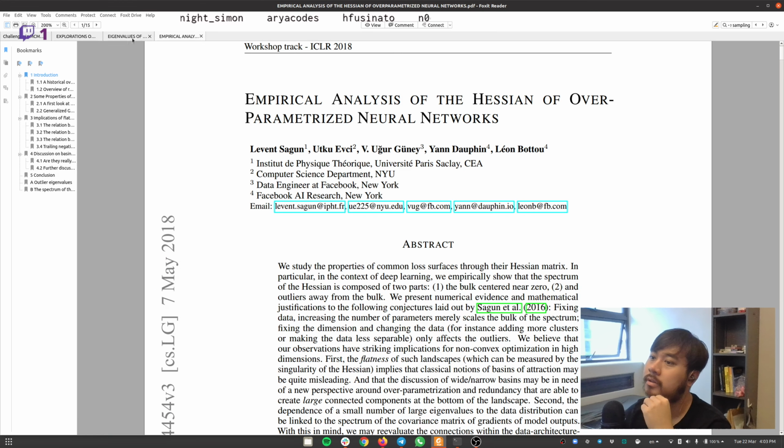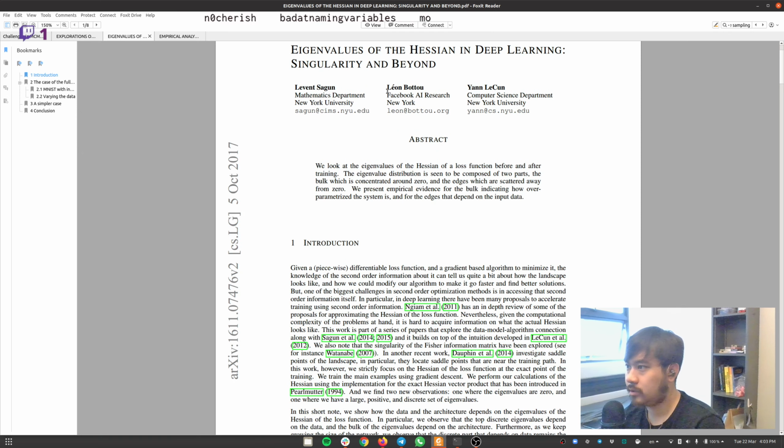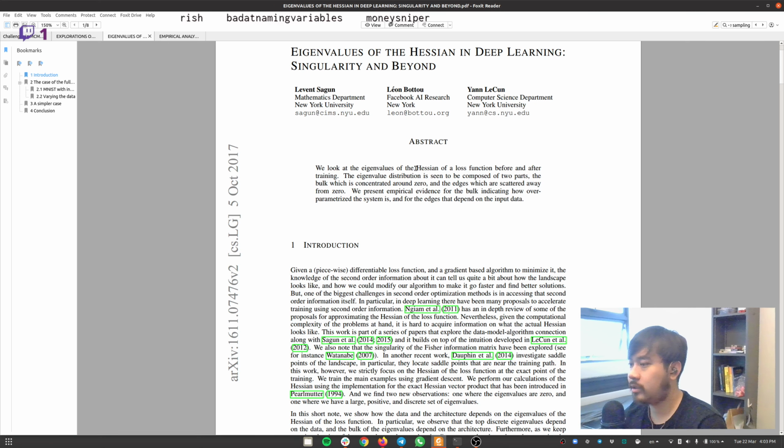Okay, let's go on. This paper, Yann LeCun. I'm guessing Sagun is a student of Yann LeCun, right? Makes sense. Look at eigenvalues of the Hessian of the loss before and after training. The eigenvalue distribution seems to be composed of two parts: the bulk, concentrated around 0, and the edges, which get away from 0. We present empirical evidence for the bulk, indicating how over-parameterized the system is, and for the edges, that they depend on the input data. Okay, this last bit is a bit confusing, but we'll find out.